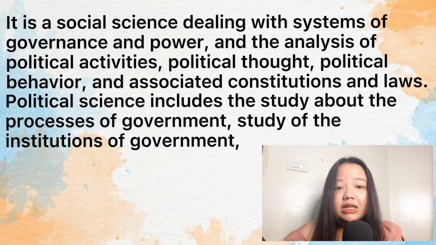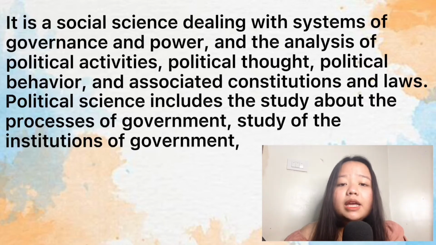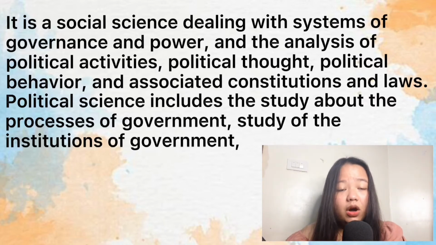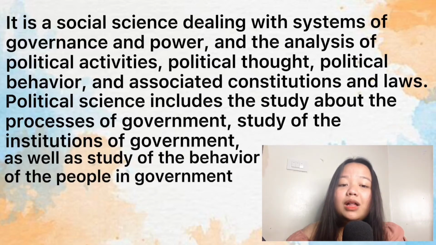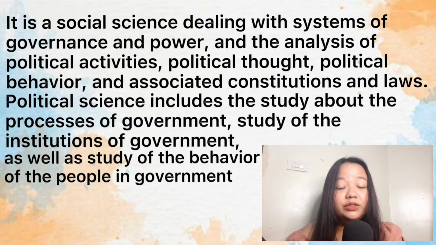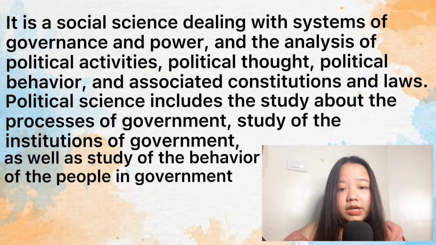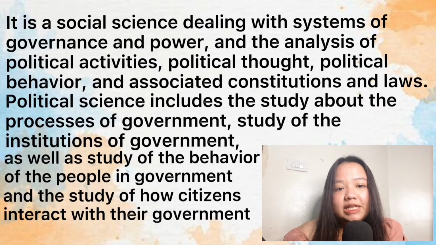Political science includes the study of the process of government, like how a bill becomes a law, as a classic example. It includes the study of institutions of government, for example, the presidency, Congress, and senators, as well as the study of the behavior of the people in government, like both elected officials and government workers, and how they rule or lead the people in a country, and the study of how citizens interact with their government, such as why more people don't vote.